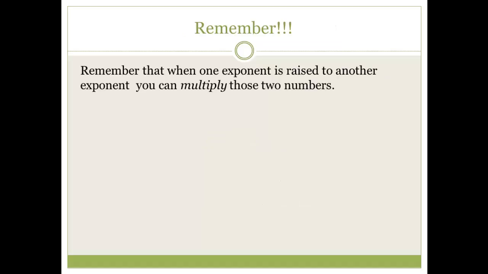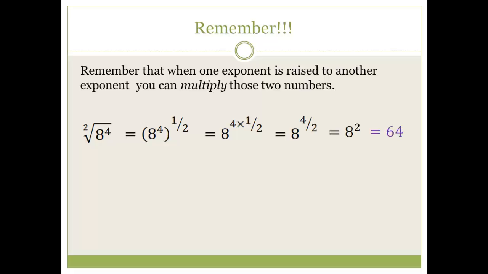Remember that when one exponent is raised to another exponent, you can multiply those two exponents. For example, the square root of 8 to the 4th power can be rewritten as the quantity of 8 to the 4th power to the half power because of the meaning of radicals. Since this is one exponent being raised to another, we can multiply the two exponents, which becomes 8 to the 4 times half power. After you multiply, you get 8 to the 4 over 2 power. This simplifies to 8 squared, which is 64.